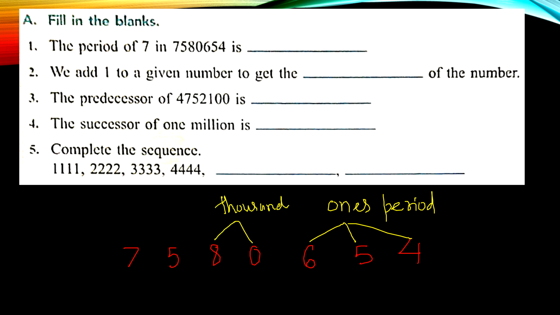Now here I am mentioning only the Indian number system. If it is international, it will be different. And these two, that is 75, are in the lakhs period. So if you consider the Indian number system, this will be in lakhs. The period of 7 in the Indian number system is lakhs. However, let us check what will happen if it is international.